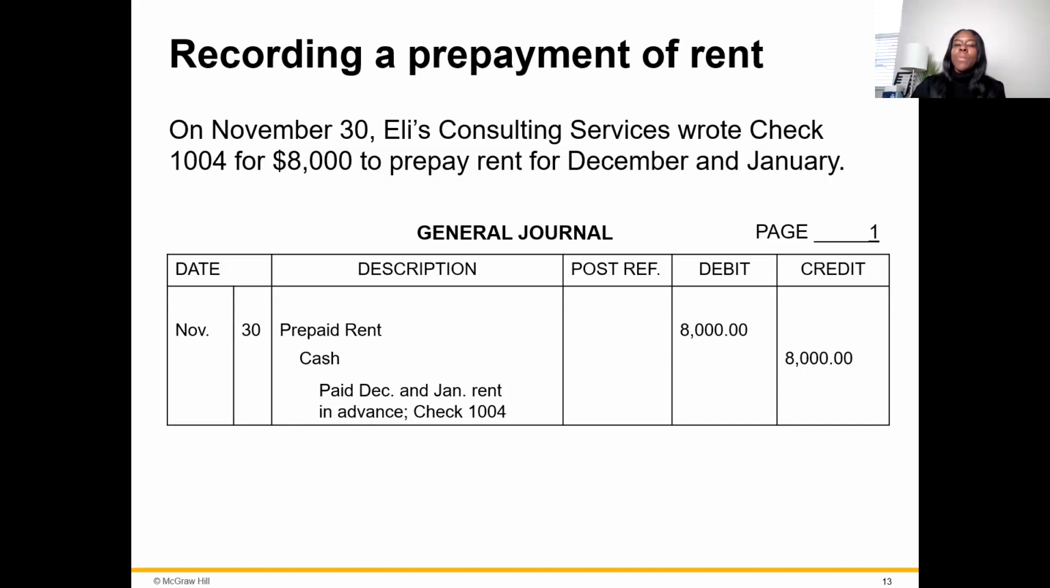So because he has prepaid rent for December and January and November, we're going to list this as an asset called prepaid rent. And we already said that assets increase on the debit side, which is why we put the 8,000 on the debit. And then we're paying cash, and cash is decreasing, and assets decrease on the credit side.